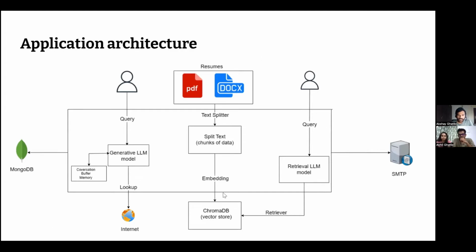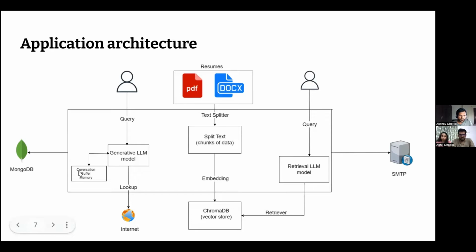ChromaDB. And here we have two models for retrieving data. We'll be using a retrieval LLM model for retrieving from our ChromaDB, and another one is the generative LLM model, which will be using the internet as a lookup, which will look up the internet and generate the responses here. So we have two models here, and the retrieval model will be retrieving from our vector store ChromaDB, and we have also provided the capability of using memory for the generative LLM model.